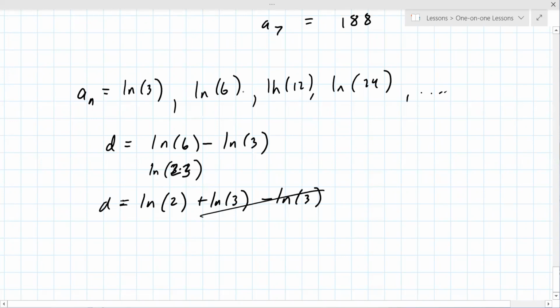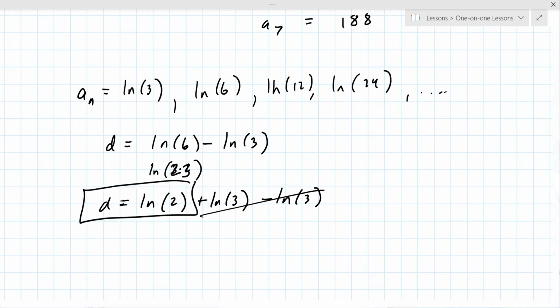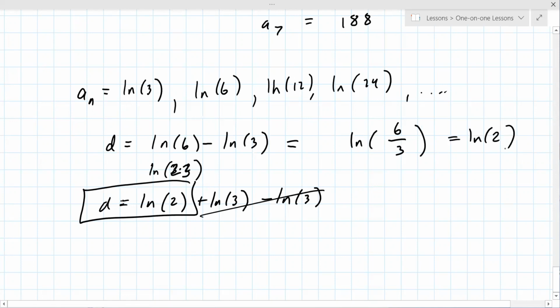You could do that for this next one if you wanted, but here you could actually use the property of logs where when you're subtracting, you divide what's inside. 6 over 3, and that becomes the natural log of 2. Either way works. Your instructor chose to do it the second way. I didn't see that at first. So that's the common difference.